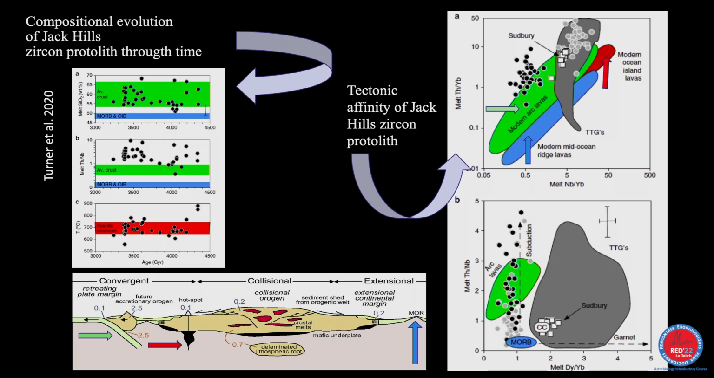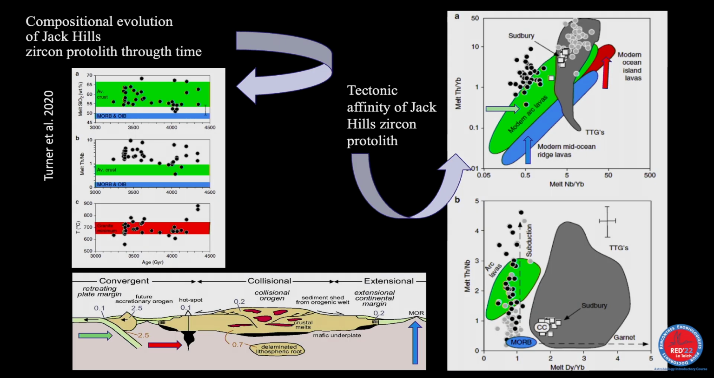And how to do the recalculation? We need to have a partition coefficient. And the partition coefficient is a ratio between a trace element concentration in a mineral to a trace element concentration in a melt.